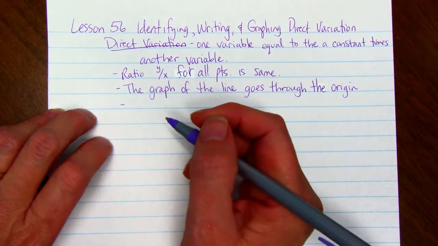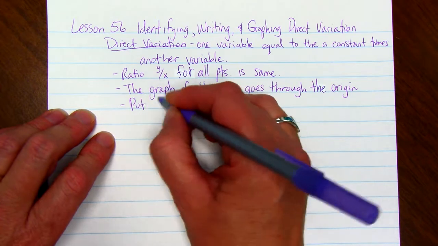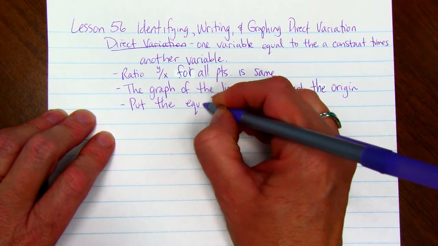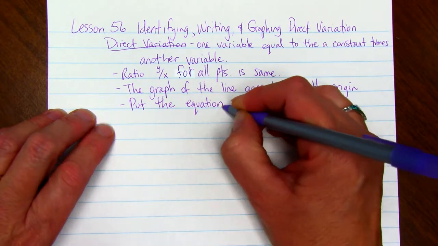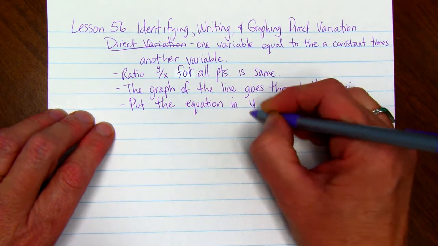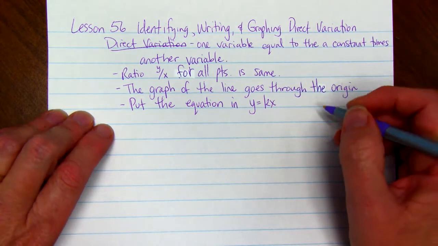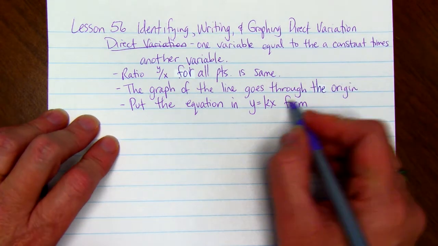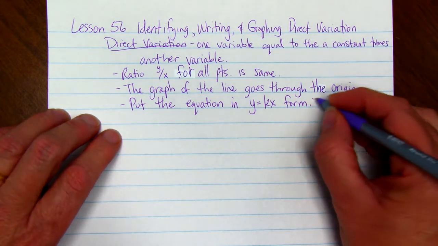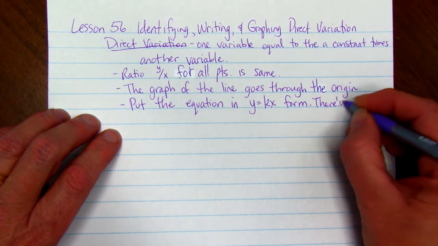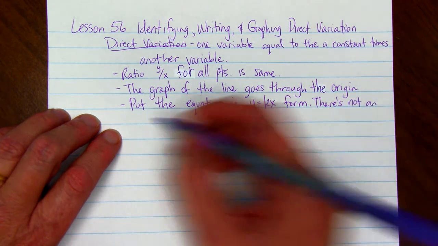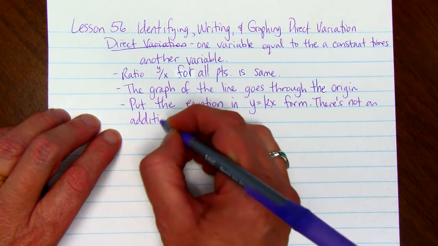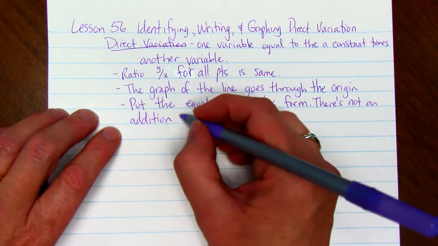Also, if you were to put the equation into slope-intercept form, you would have y equals kx, and there's no constant after. You don't add or subtract any number, so there's not an additional term.